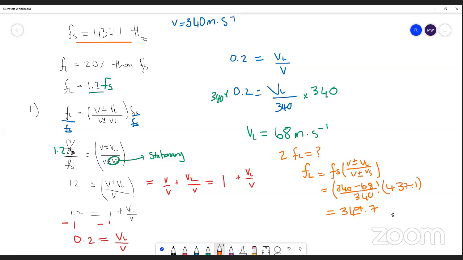Did everyone else get that? So as you are running away from the building with the same speed that you were running towards the building, you will now hear the frequency as 349.7 Hertz. Okay, so does it make sense how you need to decide whether it's going to increase or decrease, and how you look at it?